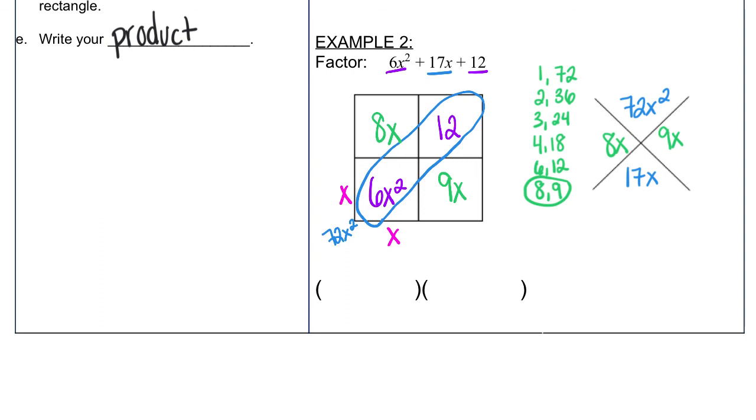For this, the 2 is going to go on the bottom and my 3 is going to go on the left-hand side, because 2 multiplies nicely into 8x by multiplying by 4. And the 3 multiplies nicely into the 9 by multiplying it by 3. Now this brings us to our last step, which is just to write our product, which is 2x plus 3 and 3x plus 4.